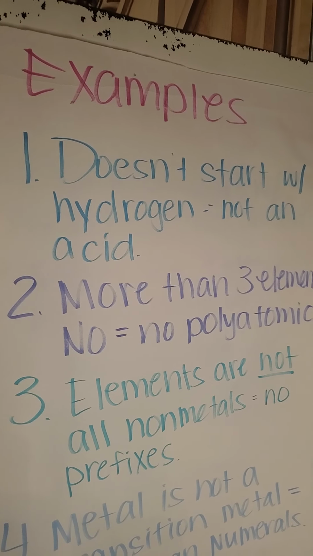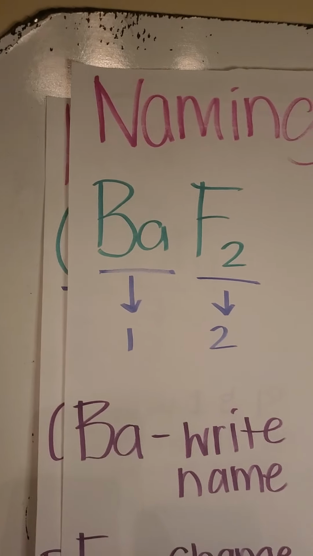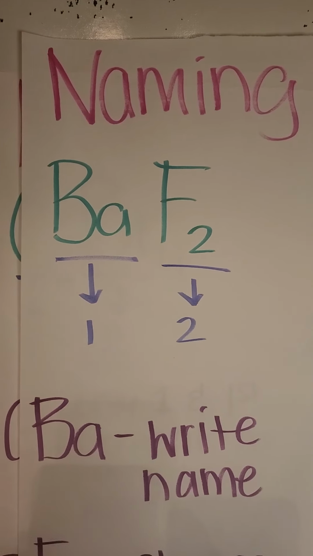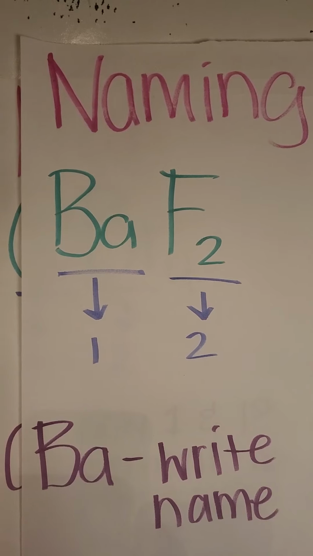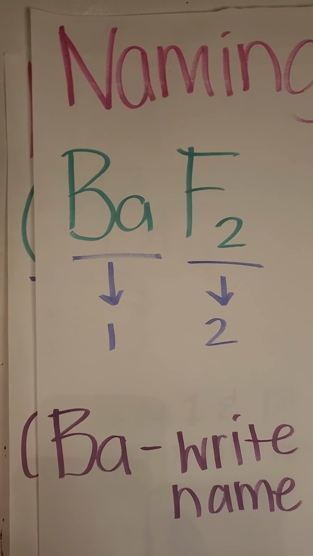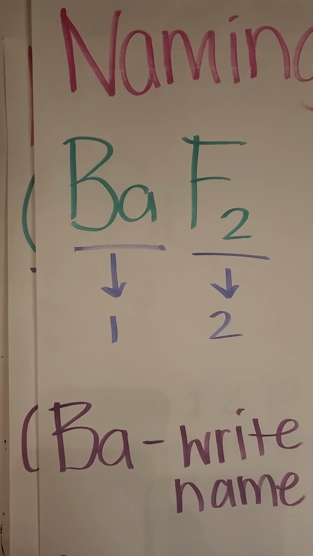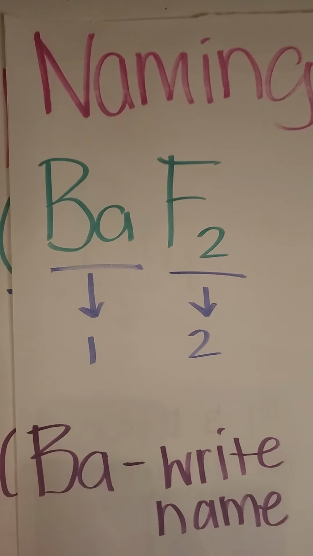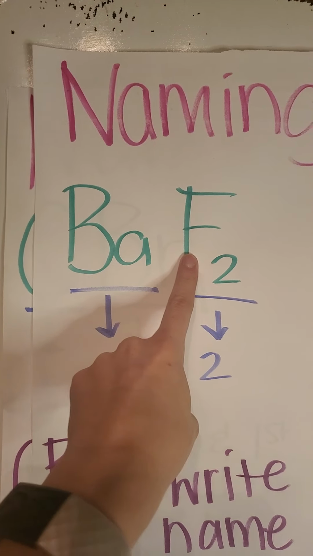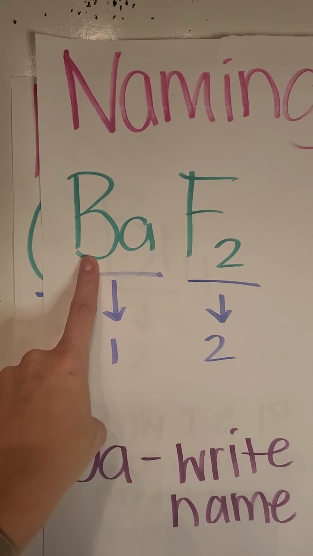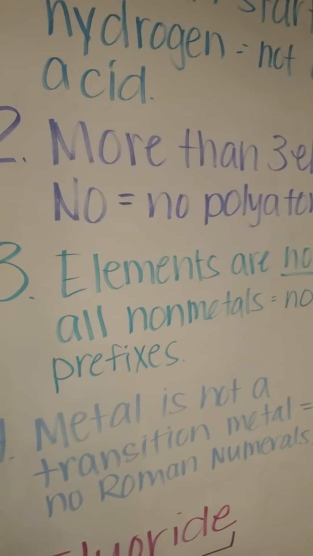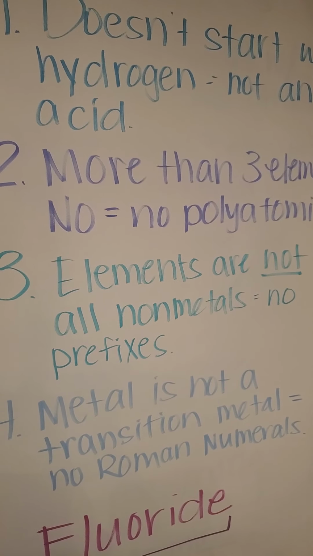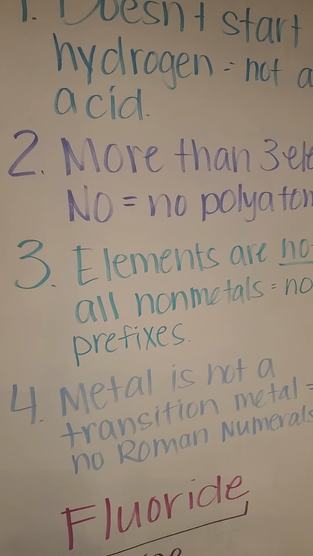Our next question is, are our elements all nonmetals? So, can they both be found on the right side of our periodic table in groups 13 through 18? Okay, fluorine can be, but barium is not. So the answer is no, not all are nonmetals. So we do not need prefixes.